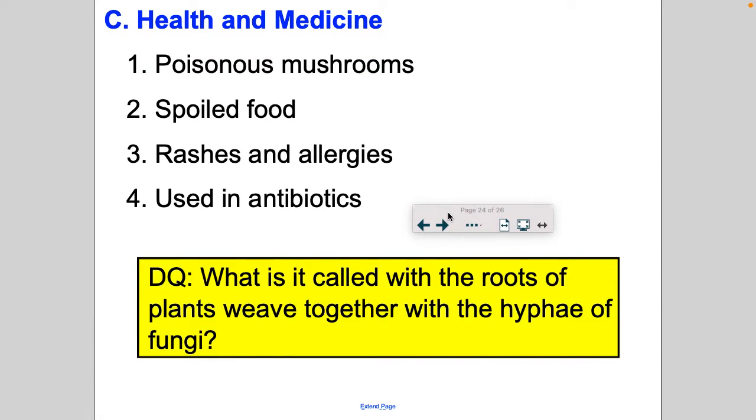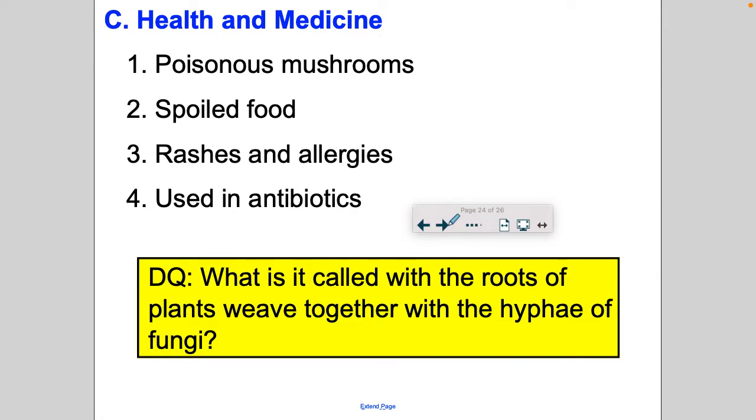And another reason why we should study fungi is for health and medicine. There's a lot of fungi out there that are bad, like poisonous mushrooms. There's a lot of fungi that spoil food, and they cause the loss of millions, if not billions, of dollars each year. Rashes and allergies can be brought on by fungi. But the good side with fungi is that, yes, we can eat some of them, but they are used in the production of antibiotics. So that's the good of fungi.